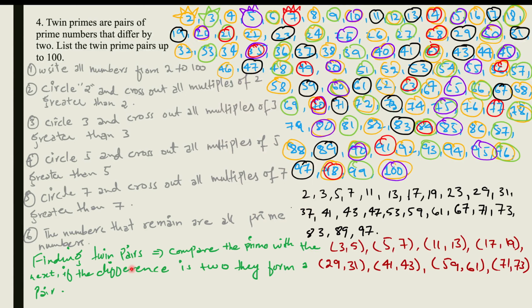So this is how we apply the Sieve of Eratosthenes method to find our prime numbers, and then as mentioned in the question, we can list our twin primes, or the pairs of twin primes. That's all for now.